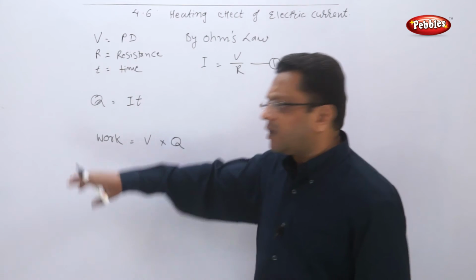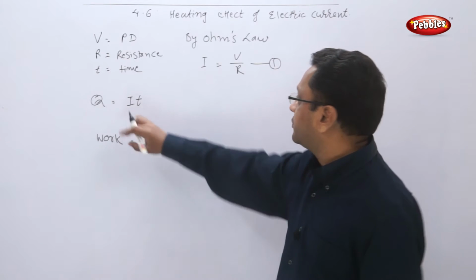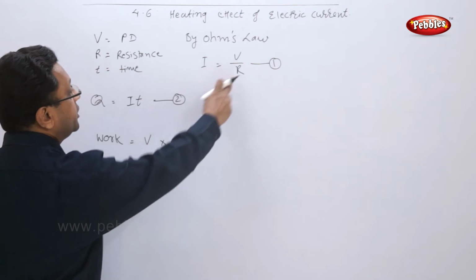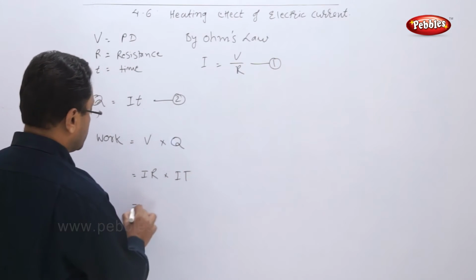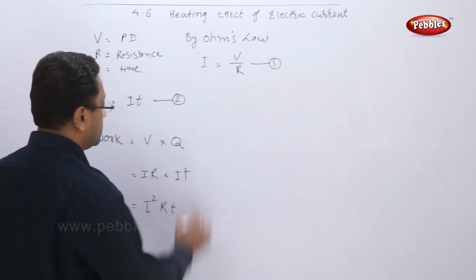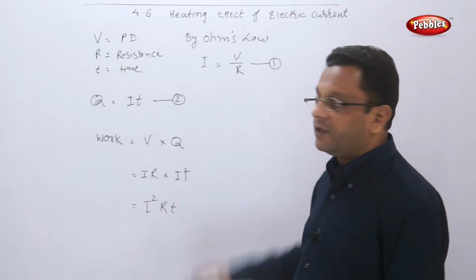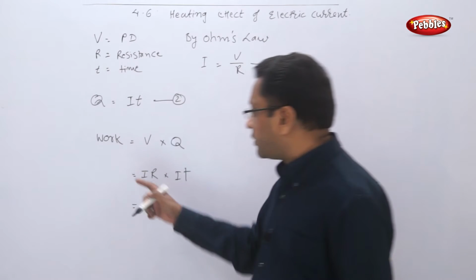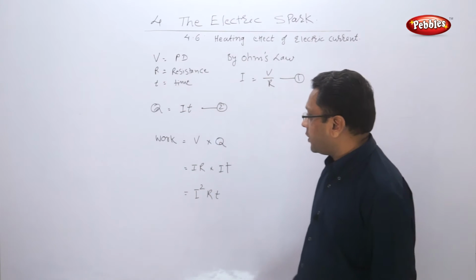And mind well that this work done will be converted into heat. Now in this case, we know Q is equal to I t. Let us say this is the second equation we have. If you substitute V is equal to I R and Q is equal to I t, simply you can write I squared R t. So work done will be I squared R t, or you can simply write V I t. This is just a simple substitution of formula. This work done is going to be converted into heat energy, and work done is always calculated in joules.